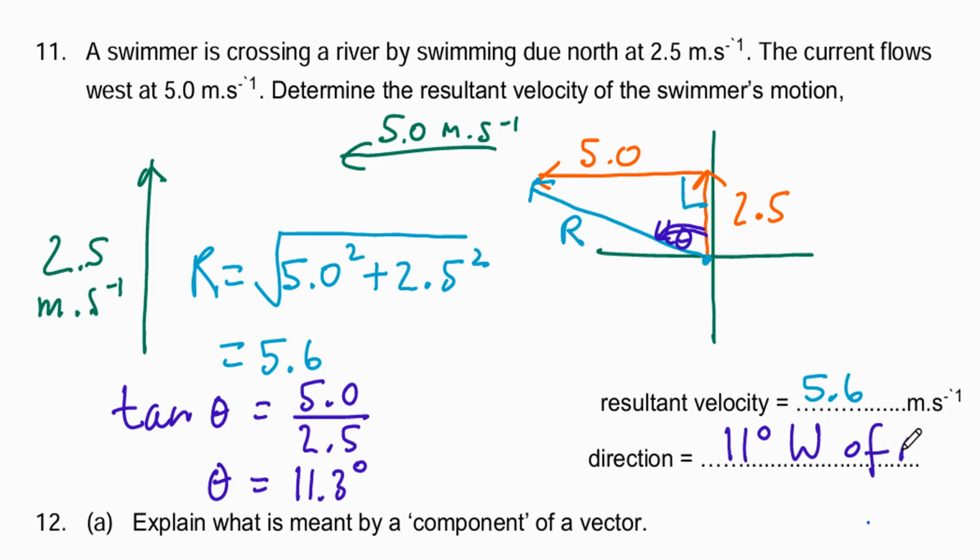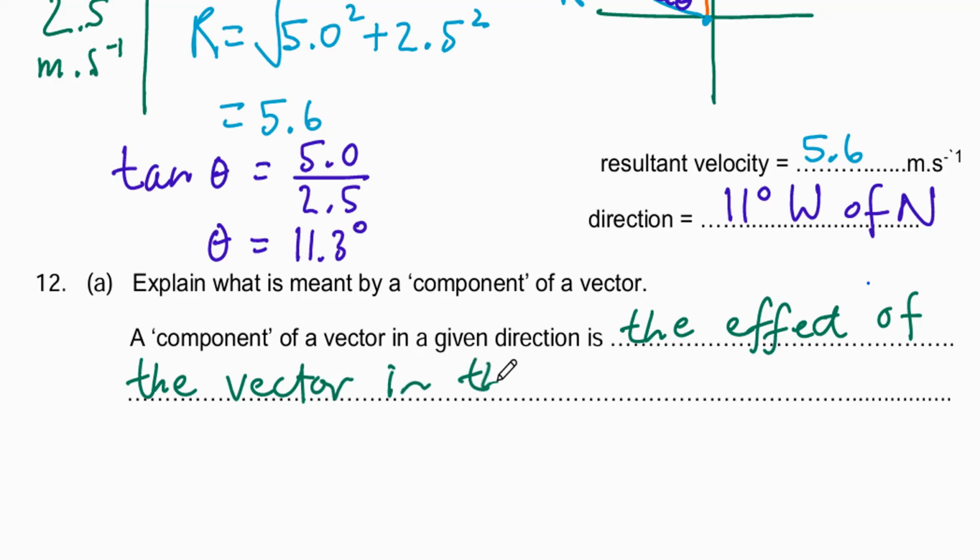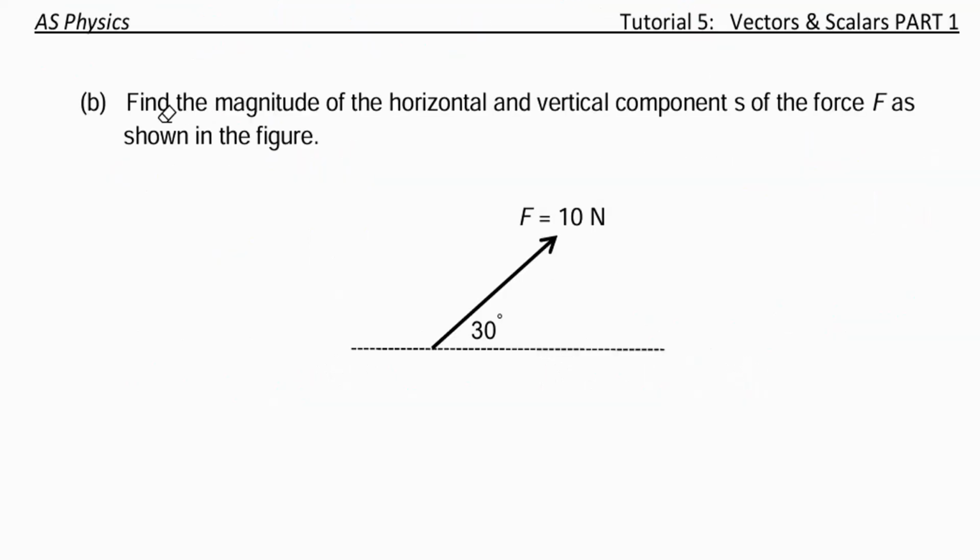So west of north. Then in question 12a, it says explain what is meant by a component of a vector. So a component of a vector in a given direction is the effect of the vector in that direction. So in B here, we have to find the magnitude of the horizontal and vertical components of the force F as shown in this figure.